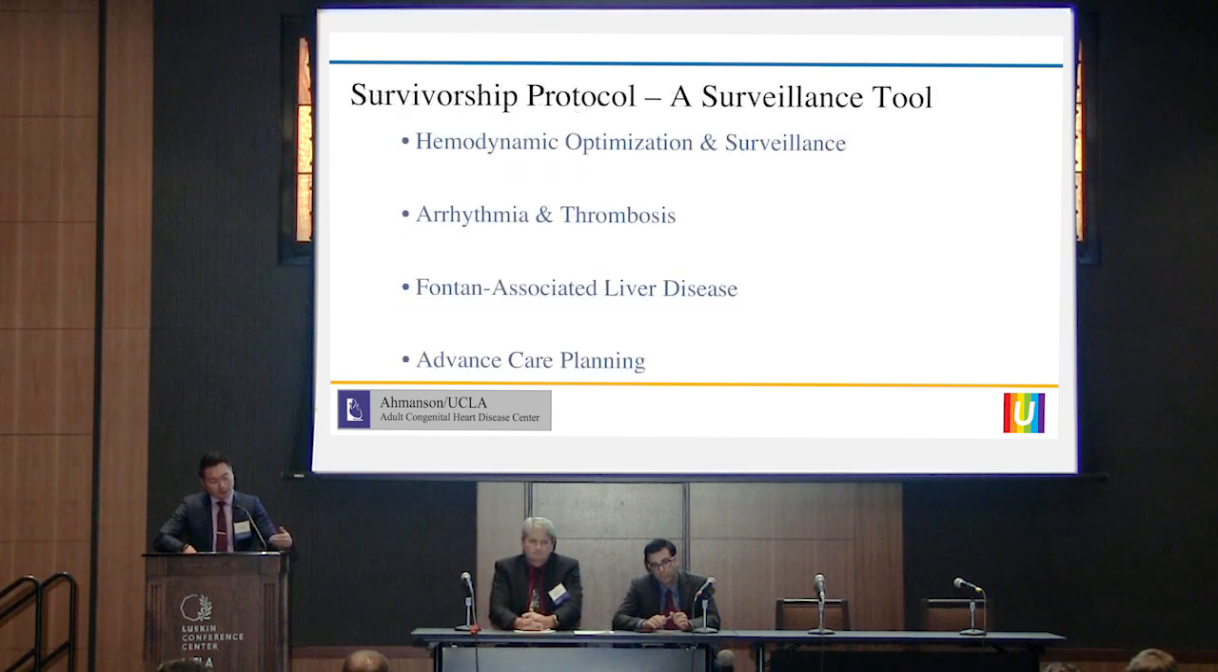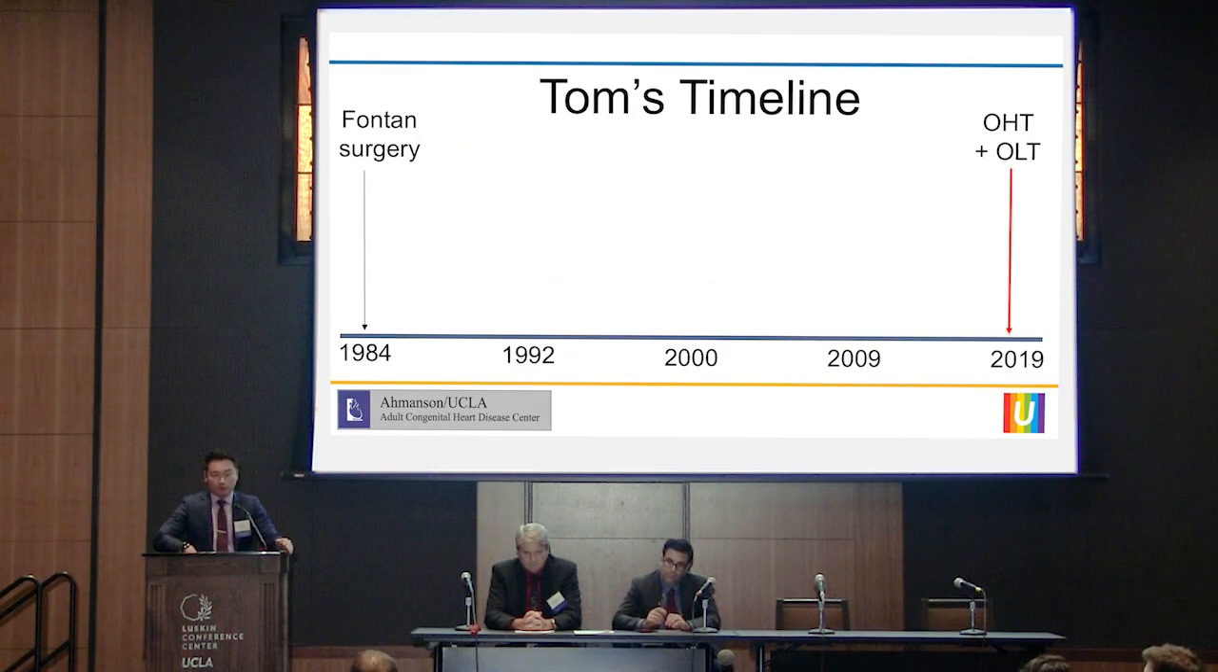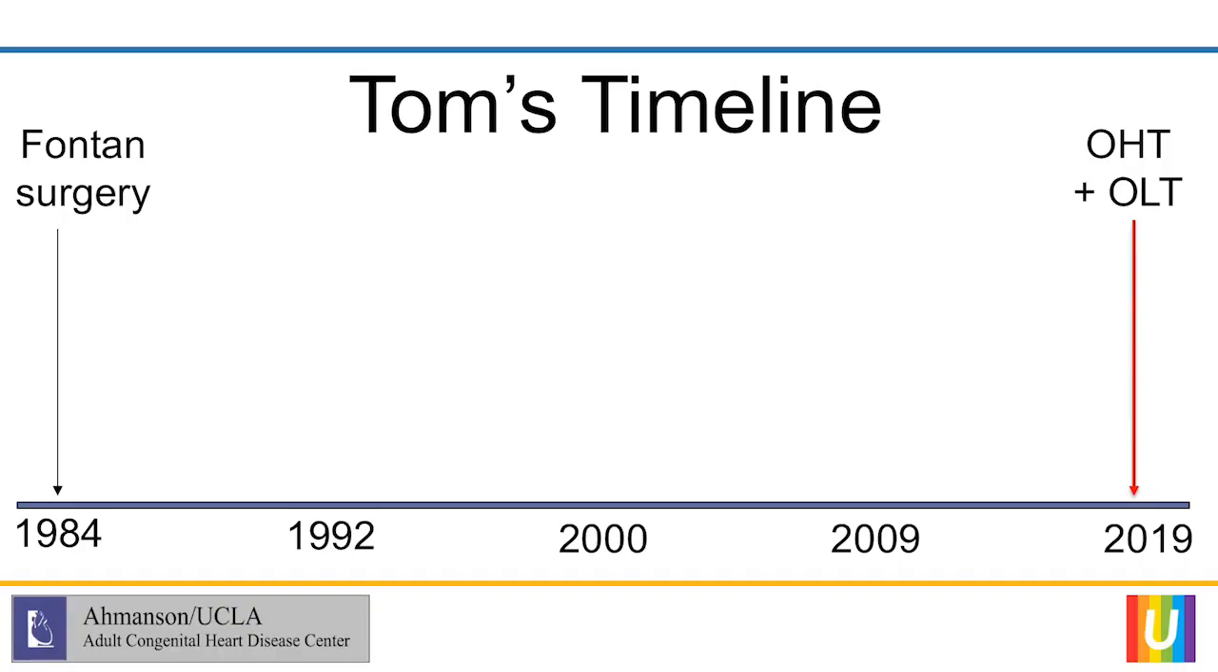So I'd like to, again, frame this talk in our Fontan protocol. It's a good structure, and we'll talk about what we do for a failing Fontan in this framework. So we'll start with hemodynamic optimization and surveillance. So I'd like to move to a timeline format here. And you can see that Tom, our patient, had a Fontan in 1984, and he actually ended up with a heart and liver transplant in late 2018. So there's a 35-year period here where a lot of things can happen. But we'll focus on the last 10 years of his life.